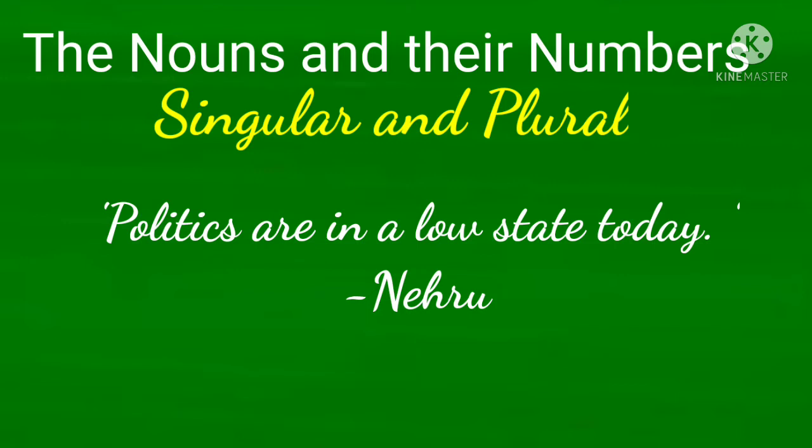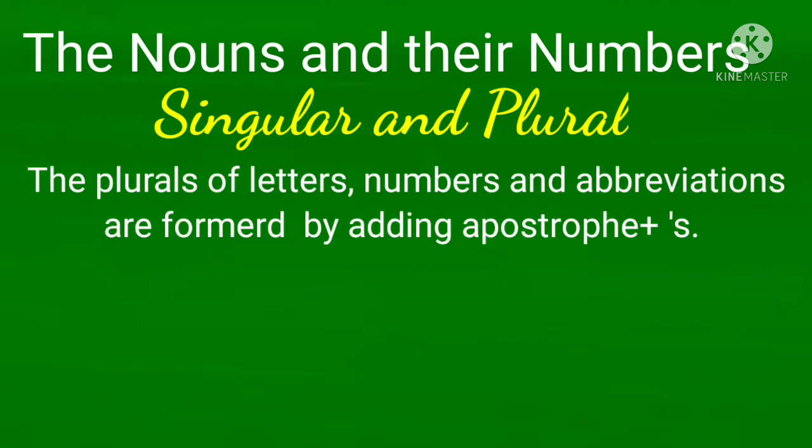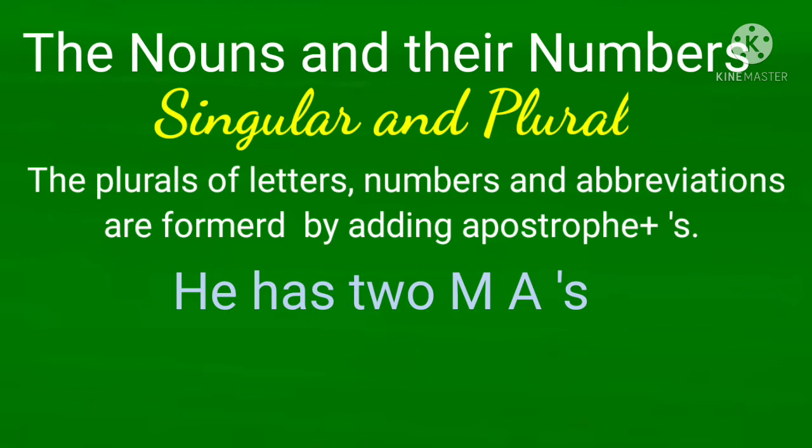Again, the plurals of letters, numbers, and abbreviations are formed by adding apostrophe S. For example, he has two MAs, M-A apostrophe S. In the 1920s, 1920 then apostrophe S. That is how the plurals of such words are formed.